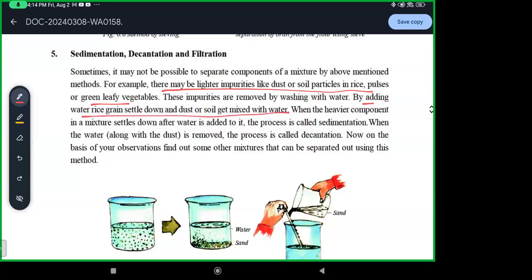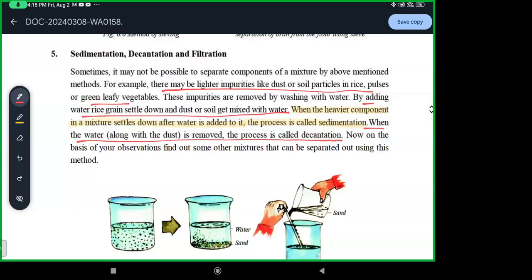When the heavier component in a mixture settles down after water is added to it, this process is called sedimentation. When the water along with dust is removed, this process is called decantation.